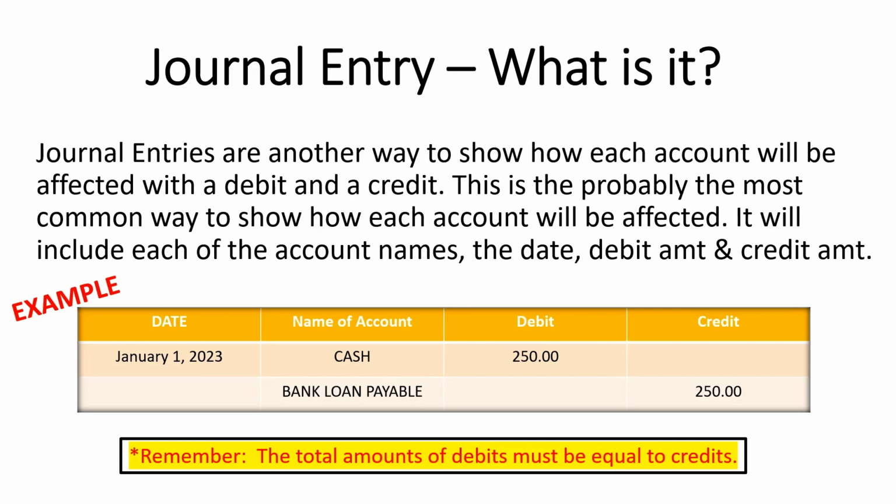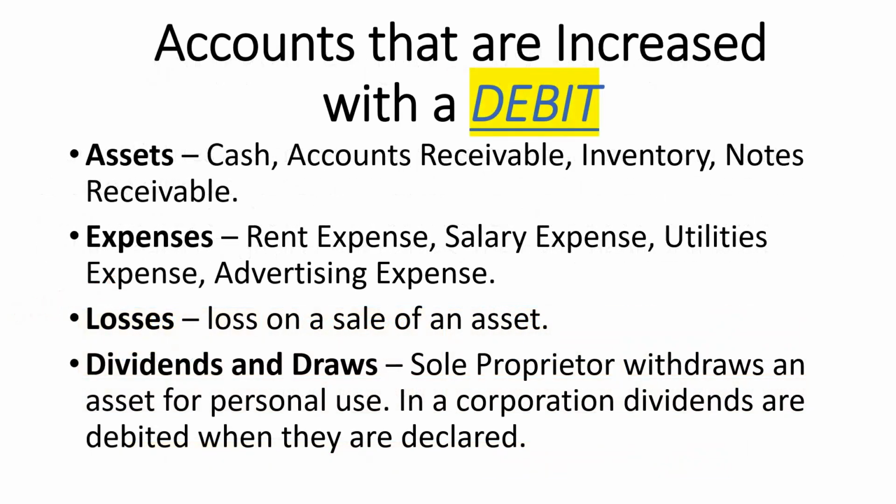Now let's talk about accounts that are increased with a debit. Remember, debit's on the left side. Accounts that are increased with a debit are assets. Examples of that are cash, accounts receivable, inventory, notes receivable.